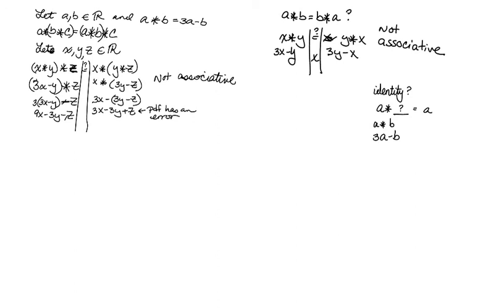So no identity, no inverse. There are other examples on Play-Doh that'll help. Hopefully that will be enough to get you through this problem.